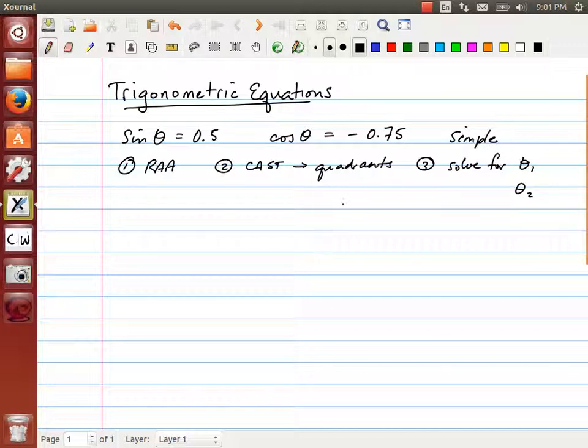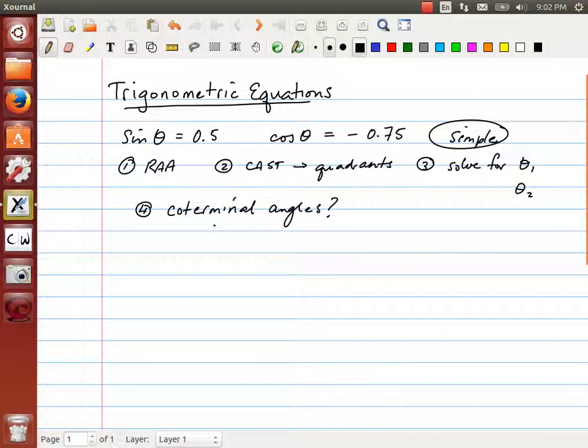And then there's one more step that we might have to do here: we might have to look for coterminal angles. I'm not sure if we need to do that under all circumstances. That's why I put a question mark there. It depends on the circumstances. So these ones are simple.